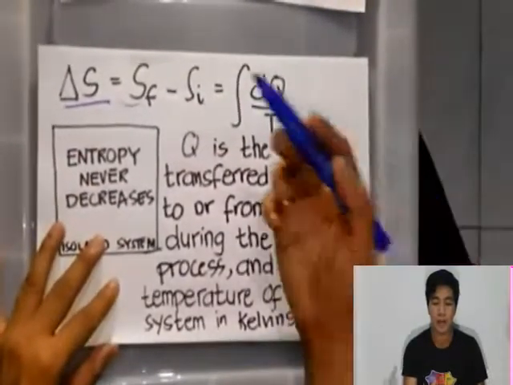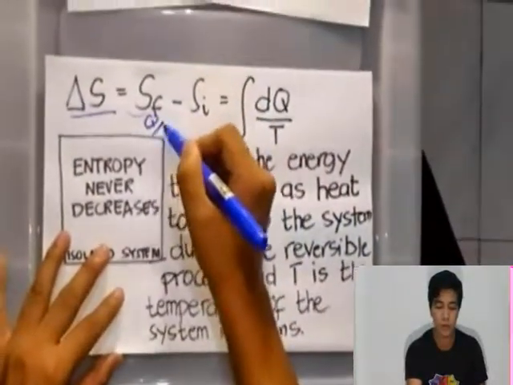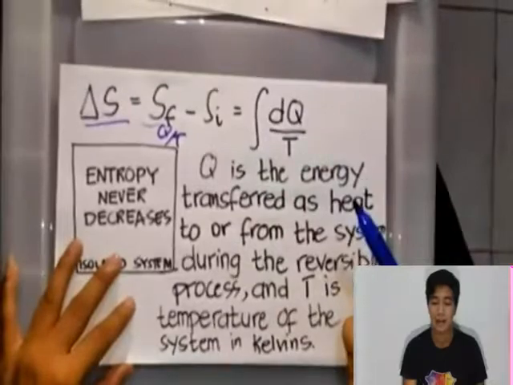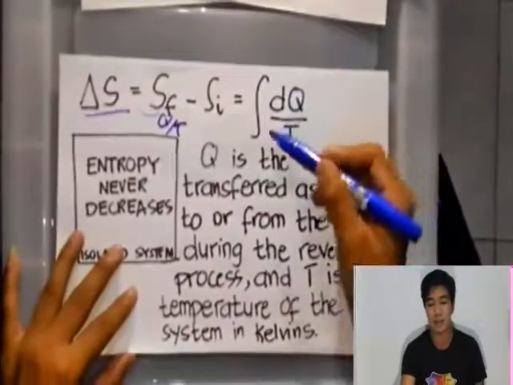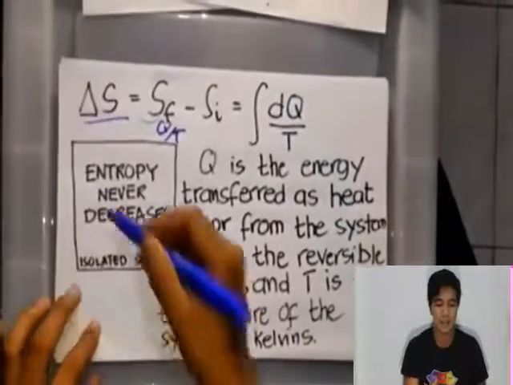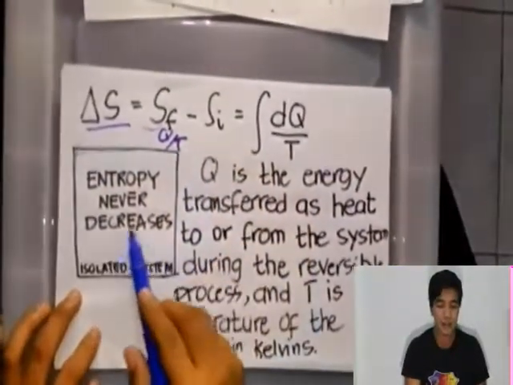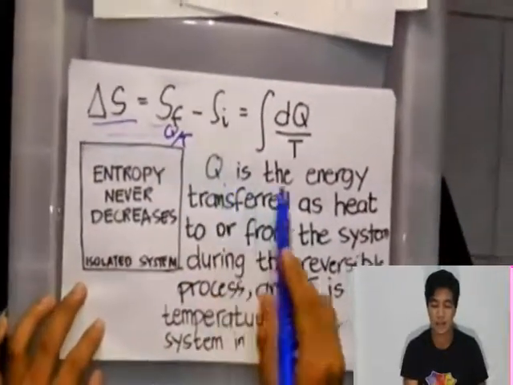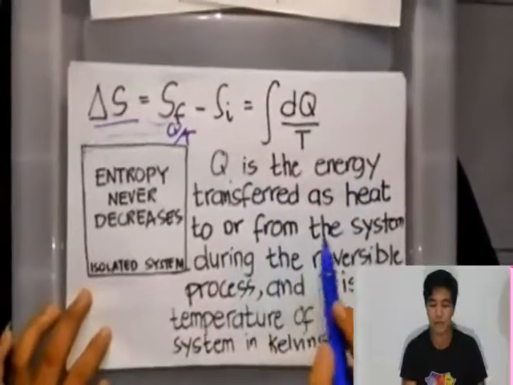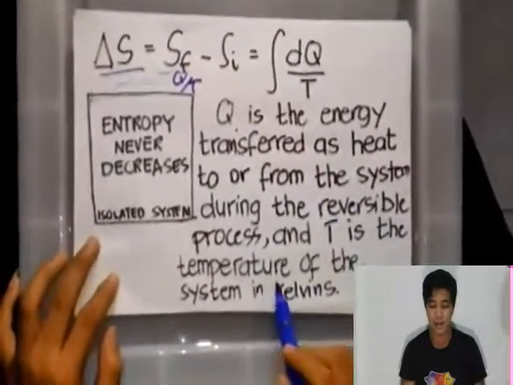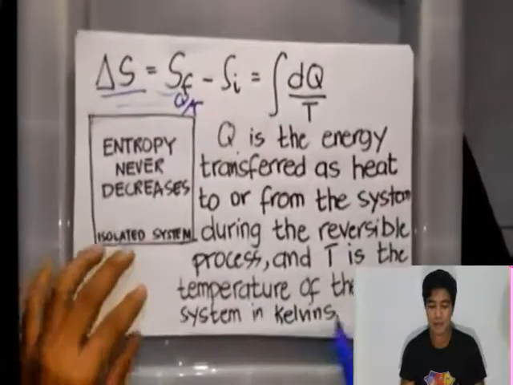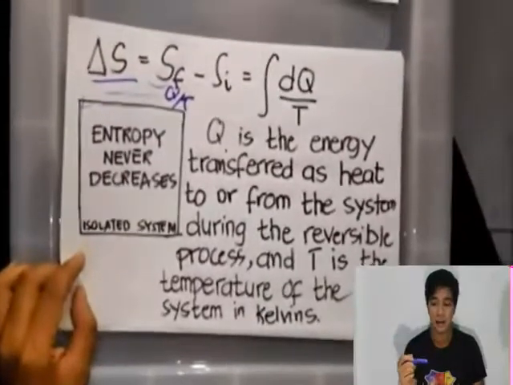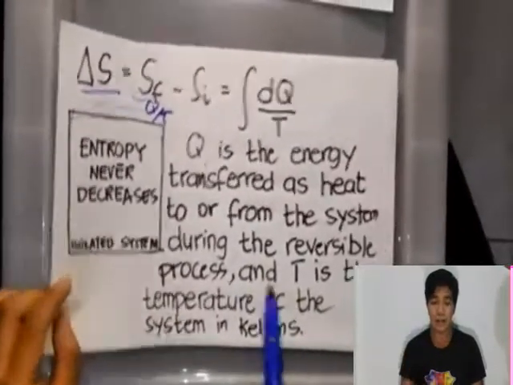So, pagkuha na to ani is just equal to Q over T. So, final lang siya nga state, then sa initial nga state. Sa integral form na to siya, makuha na to siya dQ over T. So, in an isolated system, ang entropy never decreases. So, diri sa equation na to, ang Q diri is the energy transferred as heat to or from the system during the reversible process. And T is the temperature of the system in kelvins. So meaning, kung gikan pa siya sa degree Celsius, ato pa siyang i-convert into kelvins.